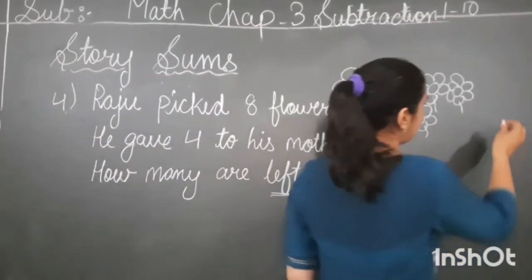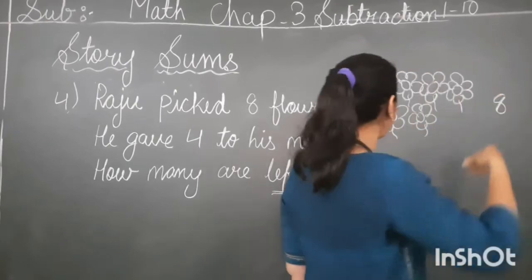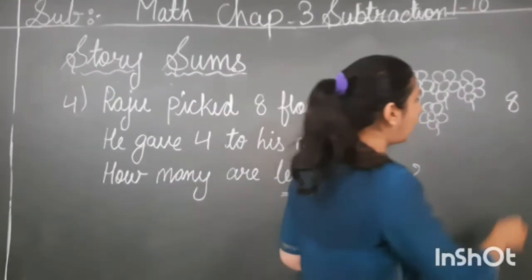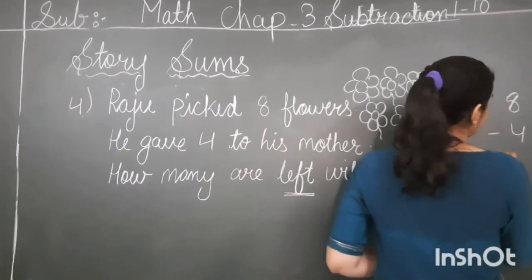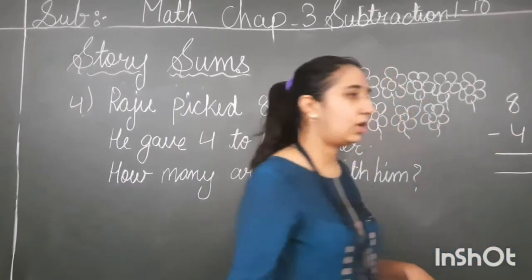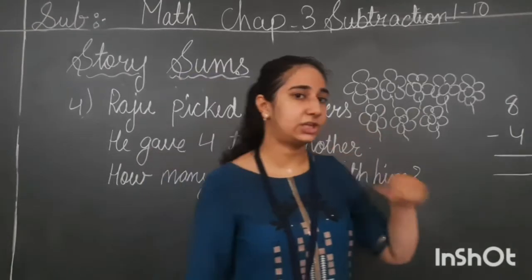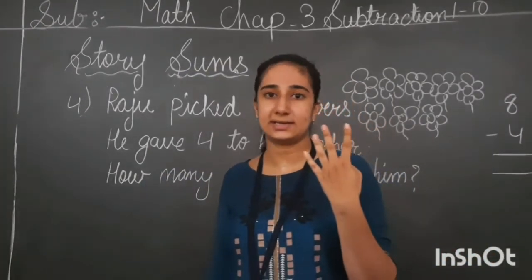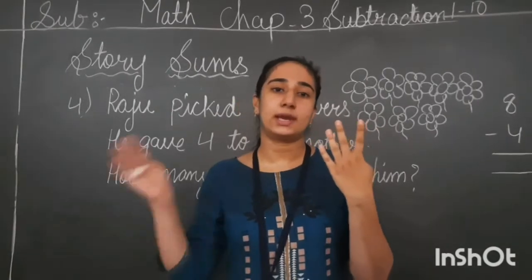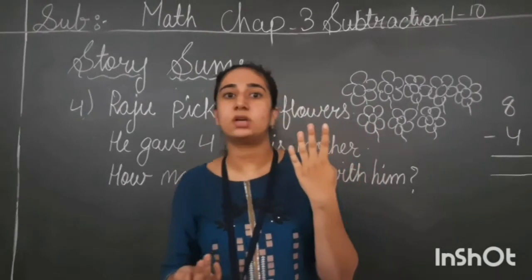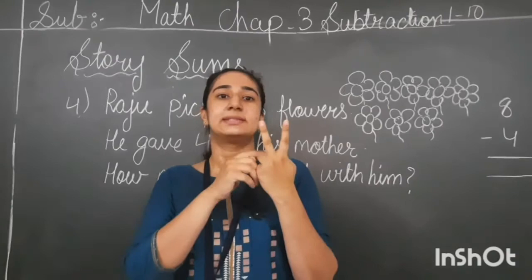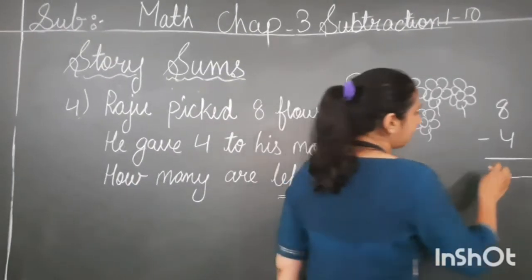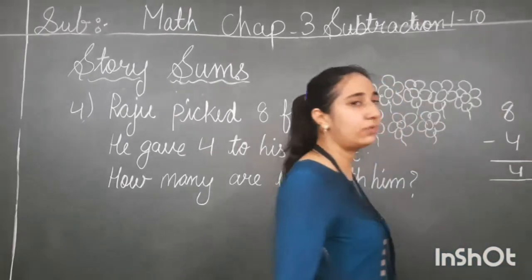Firstly he was having 8, so I will write here 8 above. As he gave 4 to his mother, down I will write 4. I will put the sign of minus. Now what I have to do? Keep 8 in your mind. Show 4 in your fingers. Count before 8. 8 se pehle what comes? 7, 6, 5 and 4. So 4 flowers left with him.